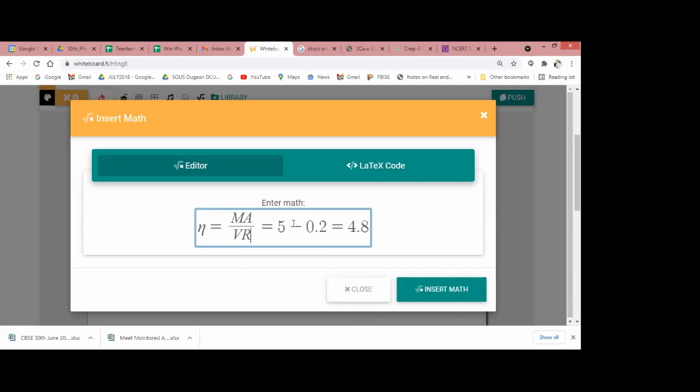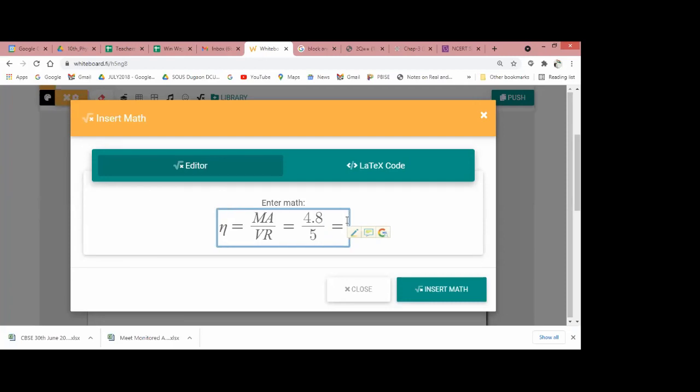Now, velocity ratio will not change. Did I tell you that earlier also? If you remember, there's only one quantity which remains constant, that is velocity. So, velocity ratio will remain 5. It does not change for this system. We are not changing anything else. But because it's a practical machine, we have it as 4.8 upon 5. Mechanical advantage is less than 5, but the velocity ratio is equal to 5.